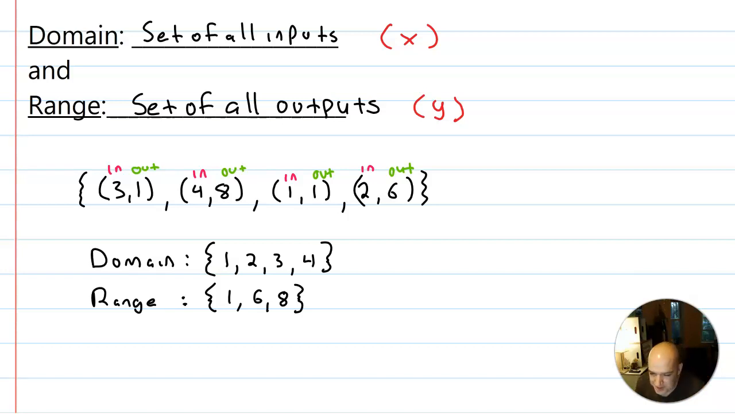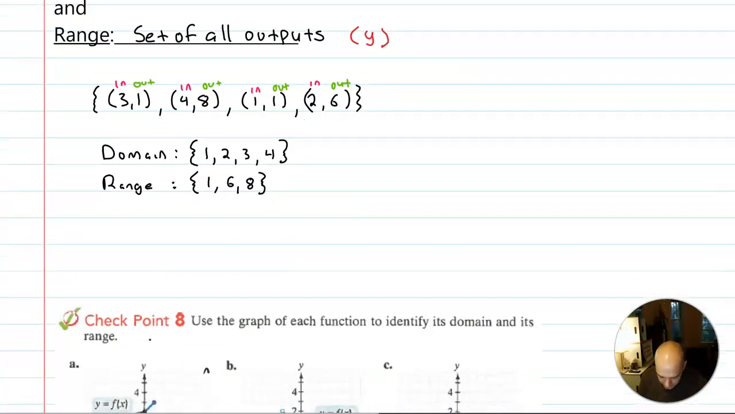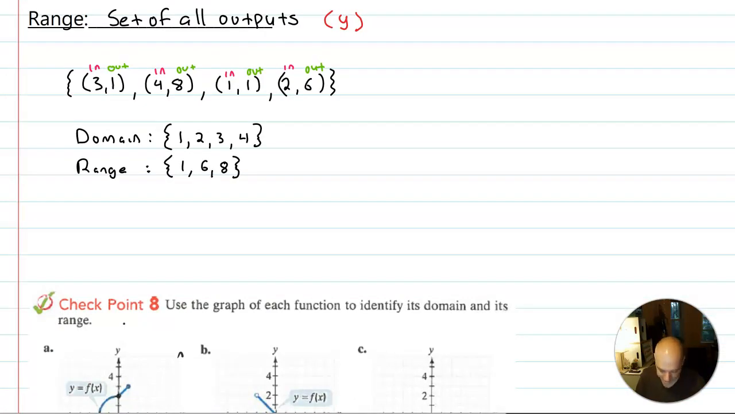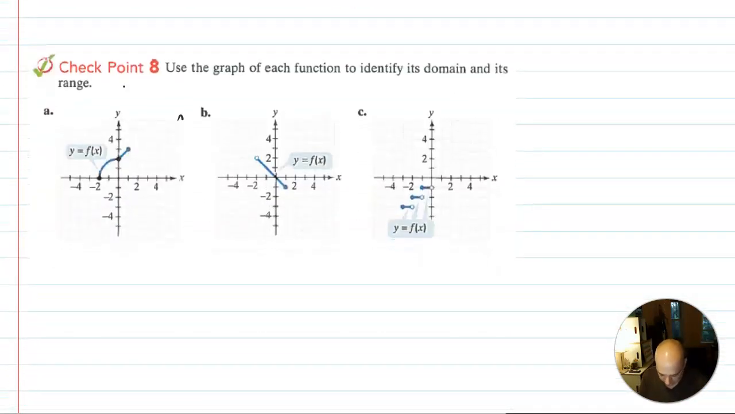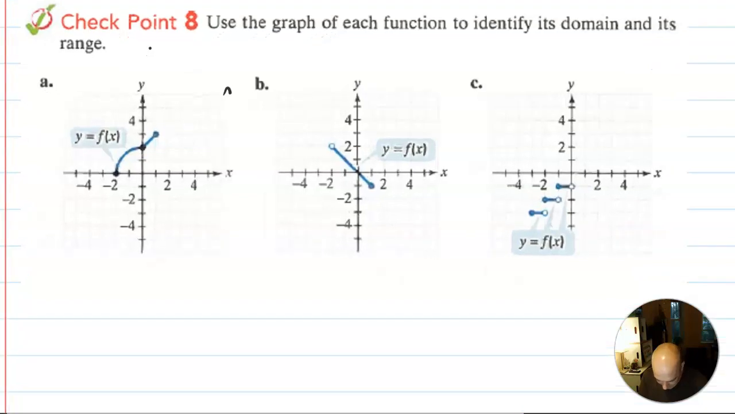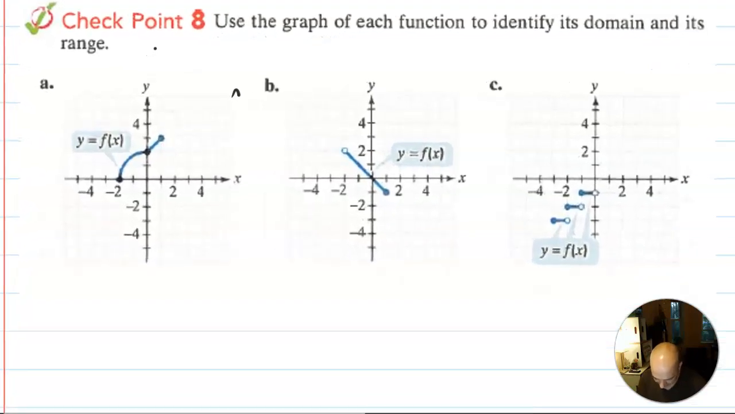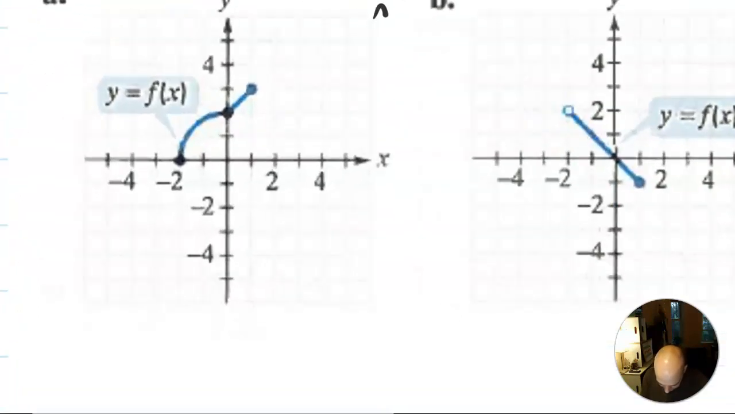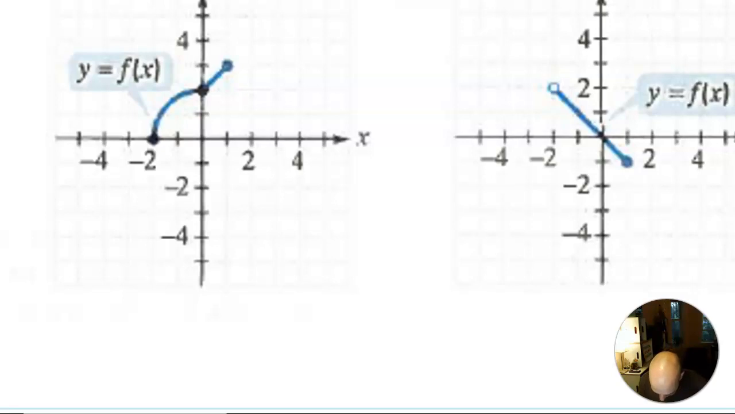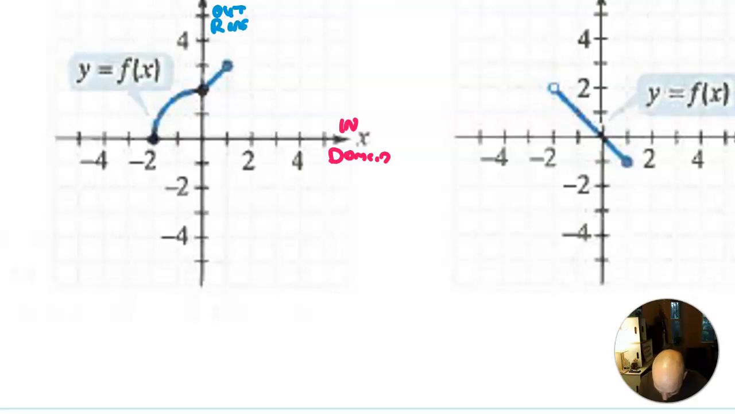But most of the time in precalculus, our functions are defined with equations or graphs. And that's what we're going to look at now. So what if we were given the graph and we had to identify the domain and range of this function? So we're going to do A, B, C here. Let's just look at A real big first. So X is the set of inputs. That's going to give us the domain. And Y is the set of outputs. And that's going to tell us the range.